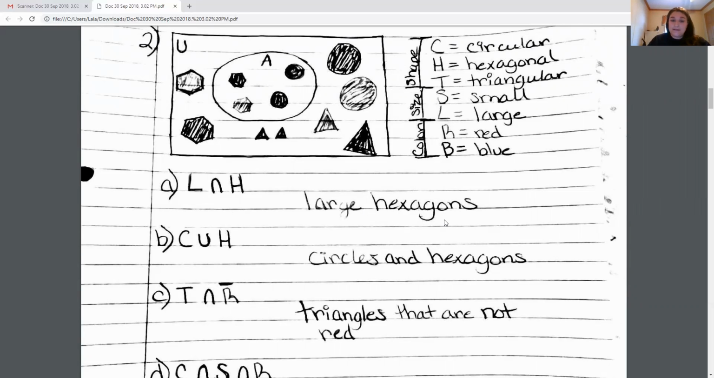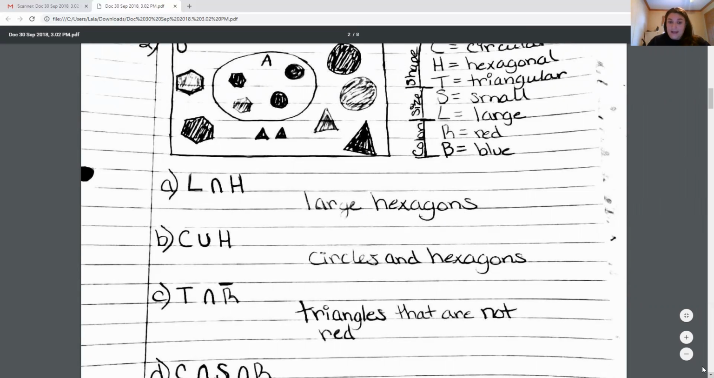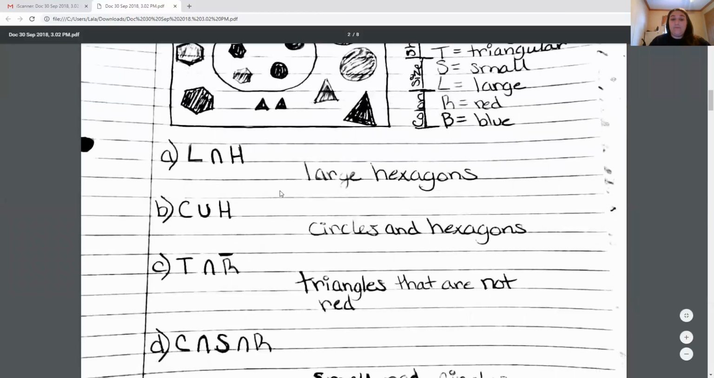So large hexagons. Let's go to the next one. C union H. So that's including both. So we got circles for the C and the hexagons for the H. Here we go for this one.